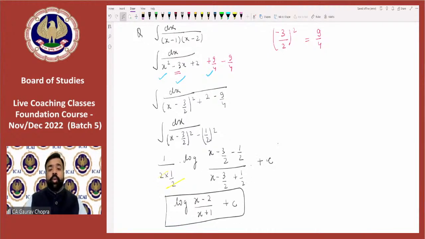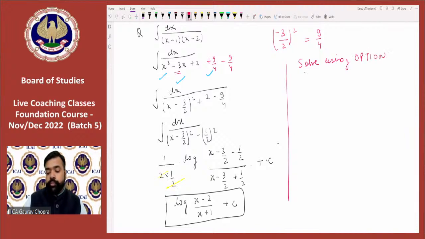Now there can be one more way of solving such questions. We can even solve some of the questions by using options. Now, how to solve using options? Whenever the options are written, if we differentiate the option, we will reach our question. So we can try this.